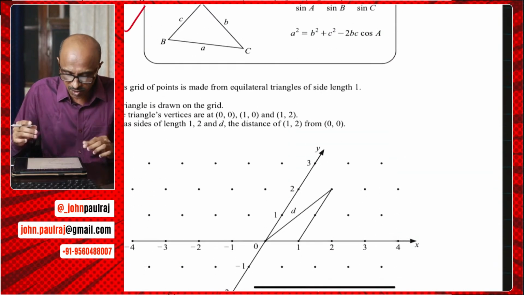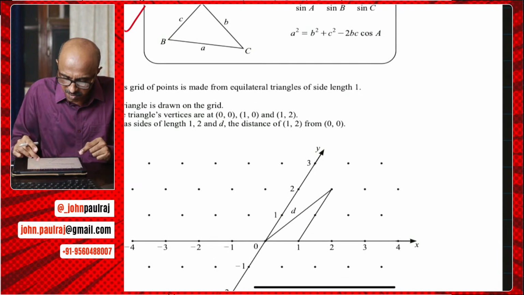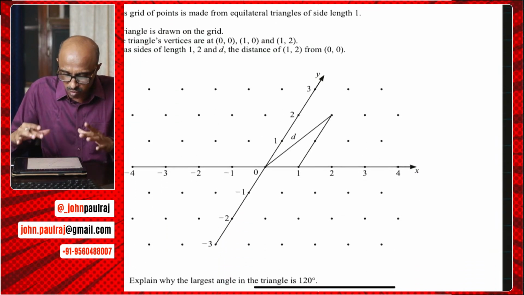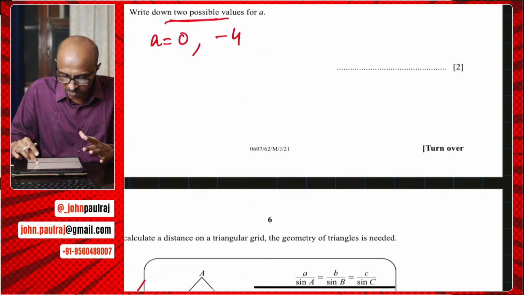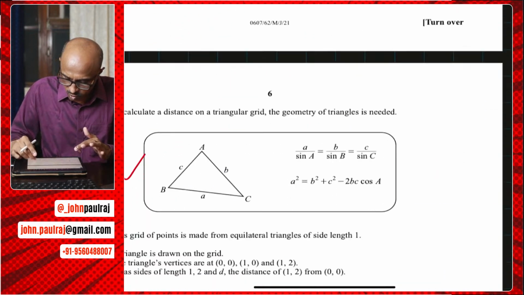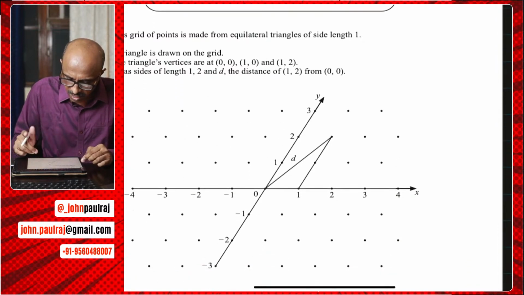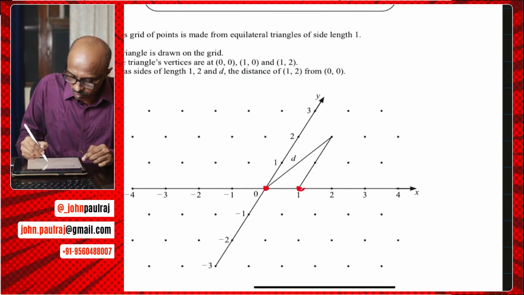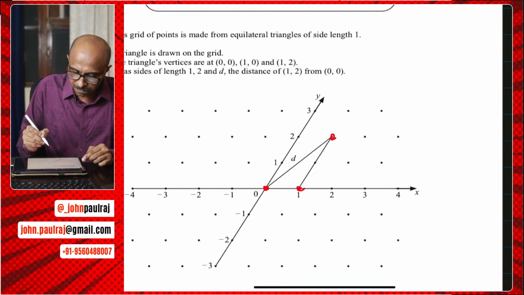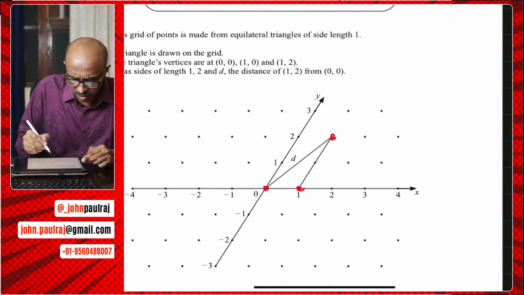So let's just focus. It says this grid of points is made from equilateral triangles of side length 1. It's just a zoomed-in image of what we have seen earlier, what we were counting. They've said a triangle is drawn on the grid. The triangle's vertices are at 0, 0, then 1, 0, and then 1, 2. It has sides of length 1, 2, and d. This 1 and 2 is this, because these are all equilateral triangles, so it's just this 1 and 1, so that's 2. That's how it's measured.